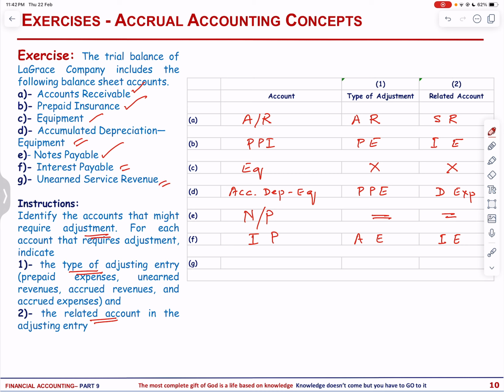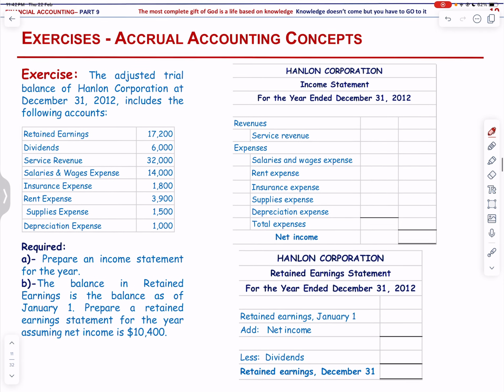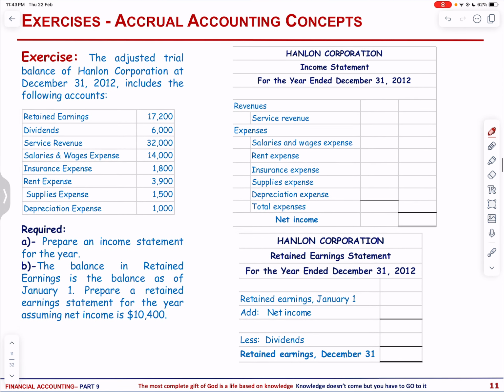We move on to the next one, that is unearned service revenue. Obviously this adjustment is about the unearned revenues, and the other related account will be the service revenue. Okay, next let us move on to the next exercise. The adjusted trial balance of Henlon Corporation at December 31st includes the following information. We have to prepare an income statement. The balance in retained earnings, we will go for part B in a minute. So let us first of all go with part A.